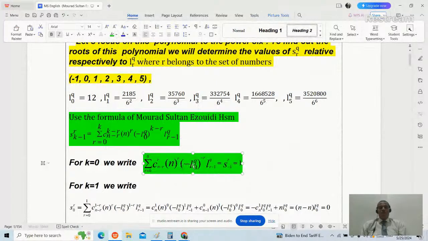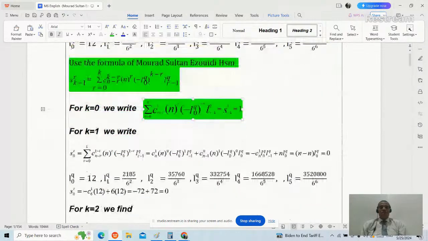You can use the formula: the sum over r from 0 to 0 of combination n minus r choose r, n raised to the power r times minus L0 of x over q to the power negative r, times L r minus 1 of x over q. This one, learners, is in fact equal to S minus 1 of r, which is 1. Now we proceed, learners, to continue.